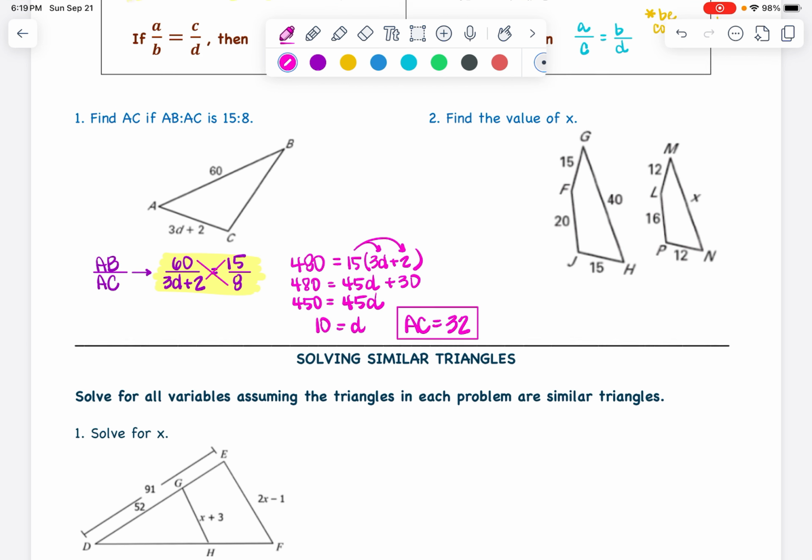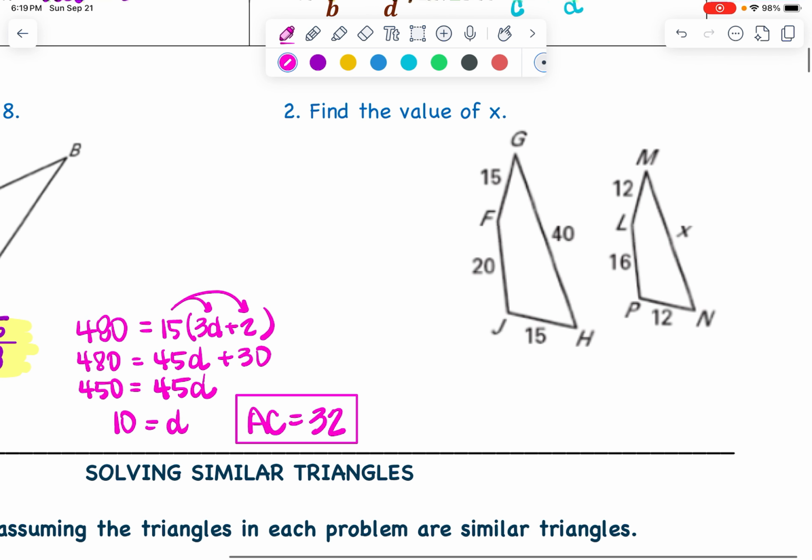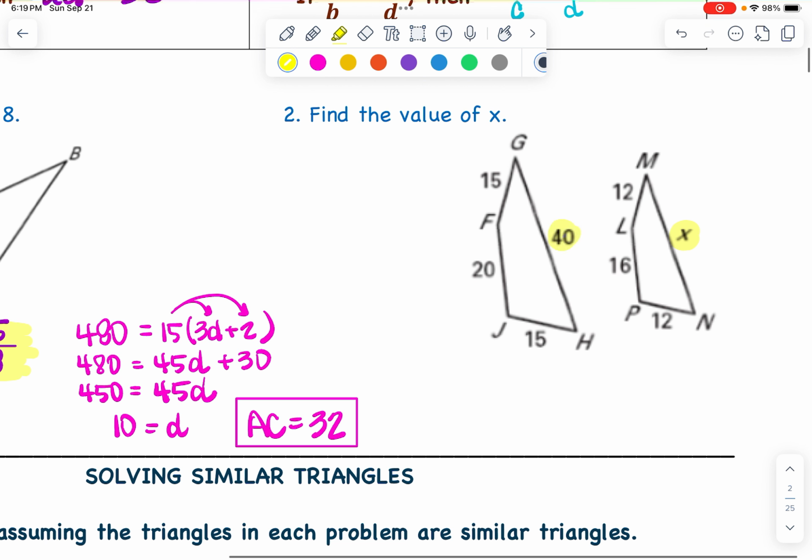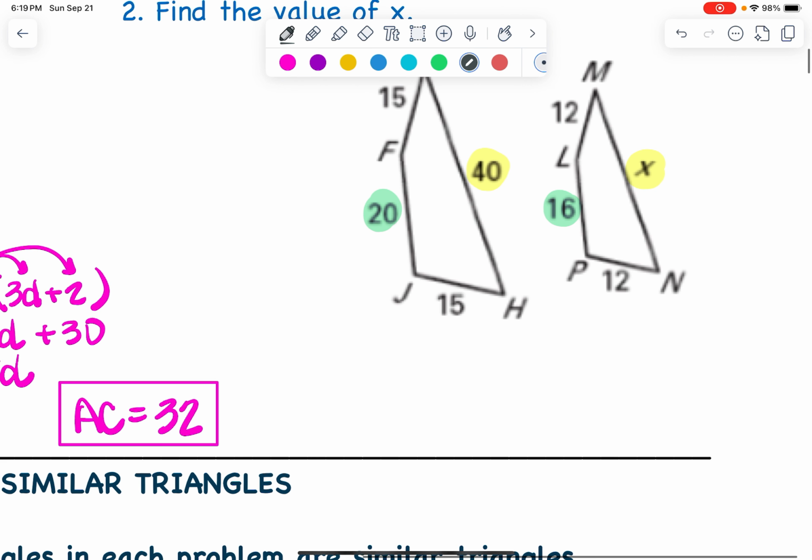All right, let's go look at number 2. Find the value of X. Okay, well, here's X. And let's see, his corresponding side is the 40. So we want to make sure that those go together. And it looks like we have tons of other numbers. So as long as you pick another pair of corresponding sides, I'm just going to pick the 20 and the 16 because why not? And so I'm going to use those 4 things to set up my proportion.